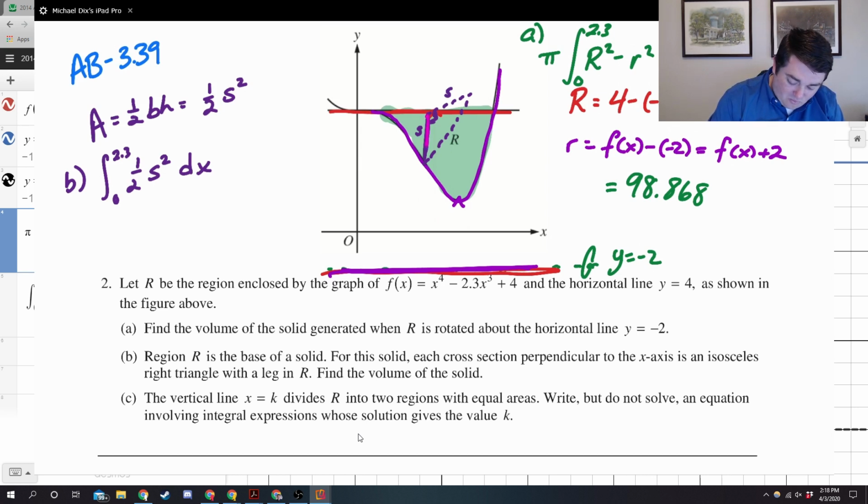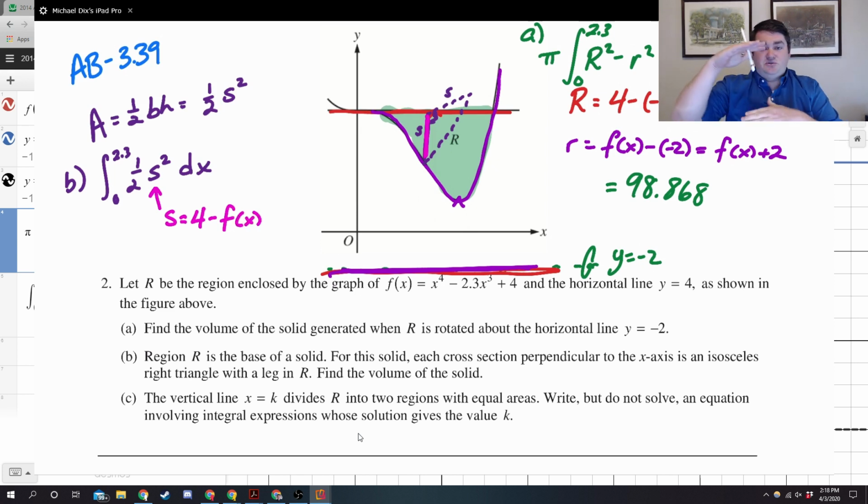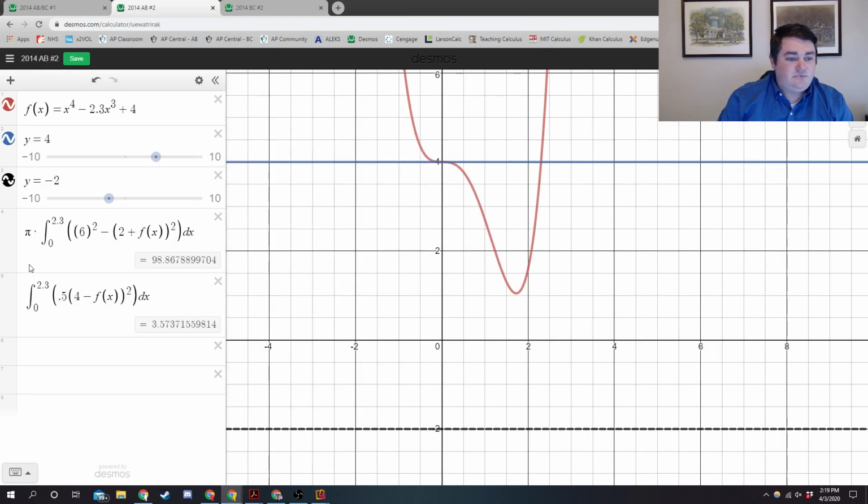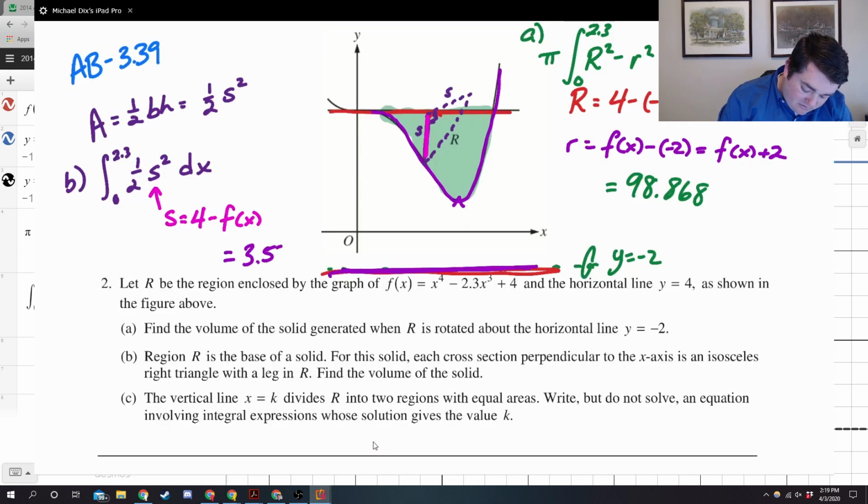And that would be my answer, but I need to know what is s. I need to know specifically what is this distance right here. That's the distance underneath y equals 4, but above my polynomial function. And so in this case, s is 4 minus f of x. Again, the distance between two curves is the top minus the bottom. So 4 minus f of x gives that changing distance s. And when I put it all together, I get the integral of 1/2 times s, 4 minus f of x squared, is 3.574. And that's the volume of that slab.